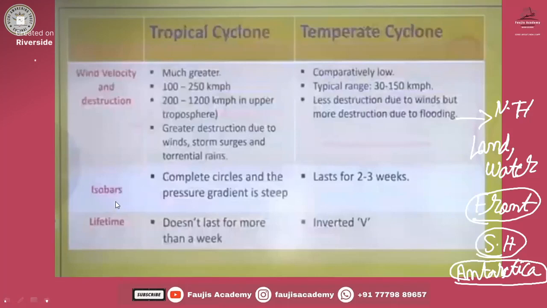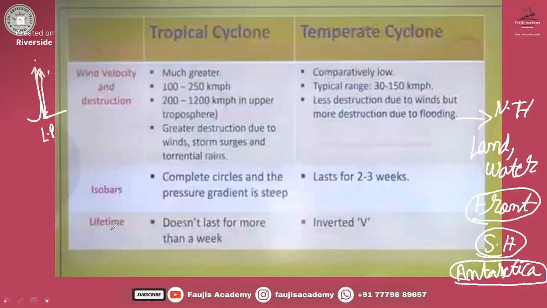And isobar, you all know, means lines joining equal pressures, the same pressure gradient. That is the isobar. So here what is happening? Complete circles and the pressure gradient is steep. You all know that there is high pressure occurring fully on the low pressure side. So here what will happen? The warm air must go steeply upwards, because of high pressure coming from all directions. So we have the steep formation.